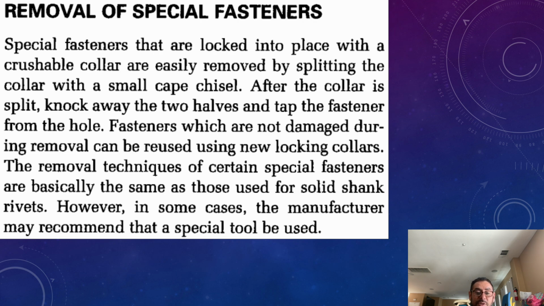Removal of special fasteners. Special fasteners that are locked into place with a crushable collar are easily removed by splitting the collar with a small cape chisel. After the collar is split, knock away the two halves and tap the fastener from the hole. Fasteners which are not damaged during removal can be reused using new locking collars. The removal techniques of certain special fasteners are basically the same as those used for solid shank rivets. However, in some cases, the manufacturer may recommend that special tools be used.